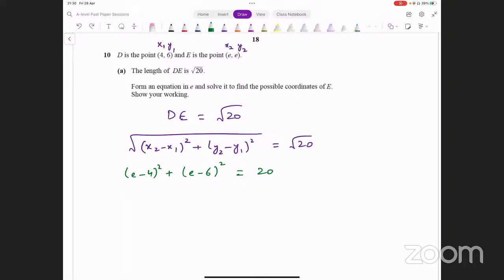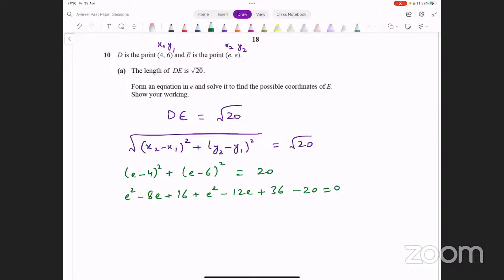e minus 4 whole squared, that's a minus b whole squared. It becomes e squared minus 2 into e into 4, that's 8e, plus 4 ka square, that's 16, plus e squared minus 2 into e into 6, that is 12e, plus 6 times 6 ka square, that is 36. 20 दूसरी side से यहाँ पे left पे ले आए, that's minus 20 equals 0. This is now a quadratic equation.